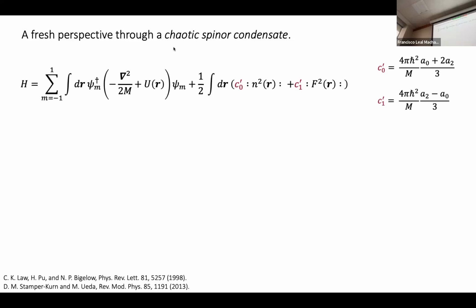Spinor condensates are experimental platforms that are used to explore quantum many-body physics all around the world at this point. When we start working with a spinor condensate, first of all, in the Hamiltonian we have the kinetic part, the potential part, and the interaction part. Take note that we are working with a spin-1 spinor condensate, so the magnetic quantum number changes from -1 to 1. In the interaction part, we have symmetric and anti-symmetric parts.